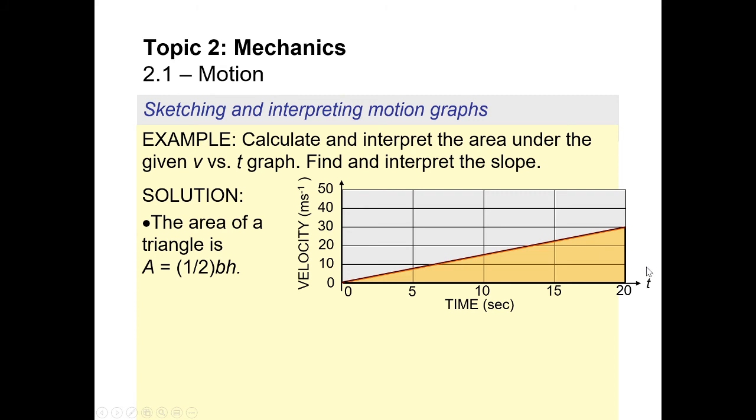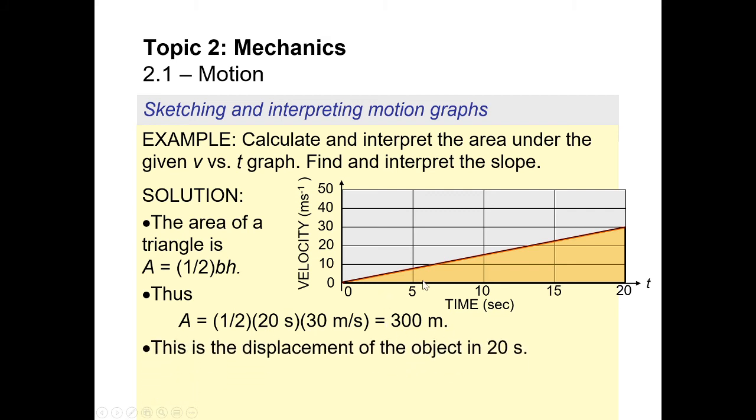The area underneath this graph is a triangle, and the area of a triangle is given by 1/2 base times height. So, well, what's the base of this triangle? It's 20 seconds. The height of this triangle is 30 meters per second. So 1/2 times 20, that's 10. 10 times 30 is 300. So 300 meters is how much the object displaced itself after 20 seconds.